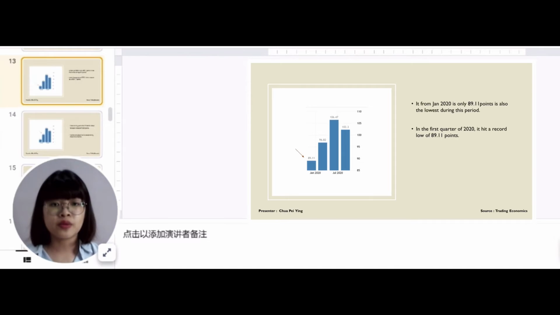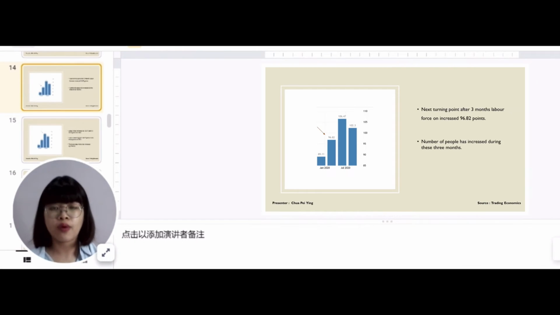So as a diagram, you can see the data just provides us from January 2020 until July 2020. From January 2020 it is only 89.11 points. It is also the lowest during this period, and this is the first quarter of 2020. It hit a low record of 89.11 points.